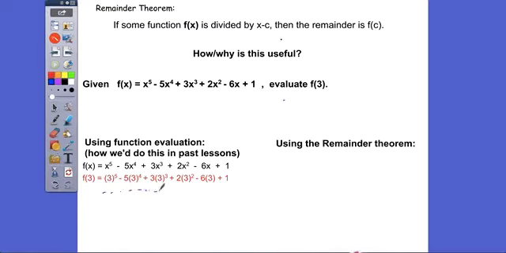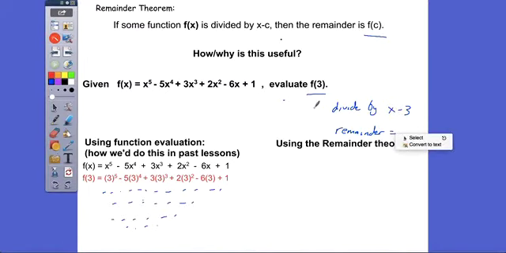But essentially, this is a long and arduous process. And there is a better way to do this. It's by using the remainder theorem. Using the remainder theorem, instead of evaluating f of 3, which is a pain in the neck at minimum, we can divide by x minus 3. So take our original function, divide it by x minus 3, and the remainder will equal f of 3.